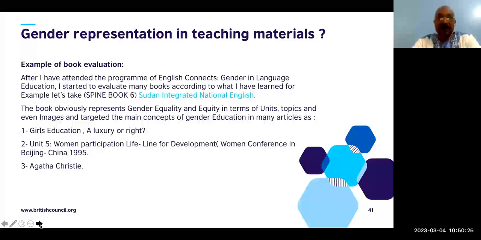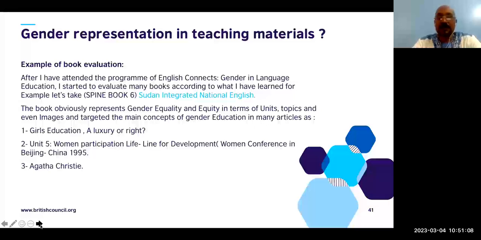Yes, here we have gender representation in teaching materials. An example of a book evaluation here. And I'd like to thank the English Connects program, because after I attended the English Connects Gender in Language Education program, I started to evaluate many books according to what I have learned. For example, let's take Spine 6, which is one of our previous English syllabuses here in Sudan. I'm speaking about Spine 6, which I like very much.